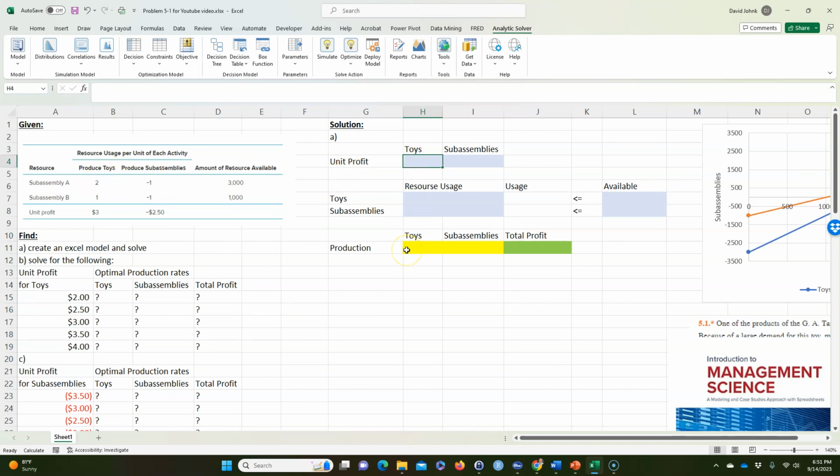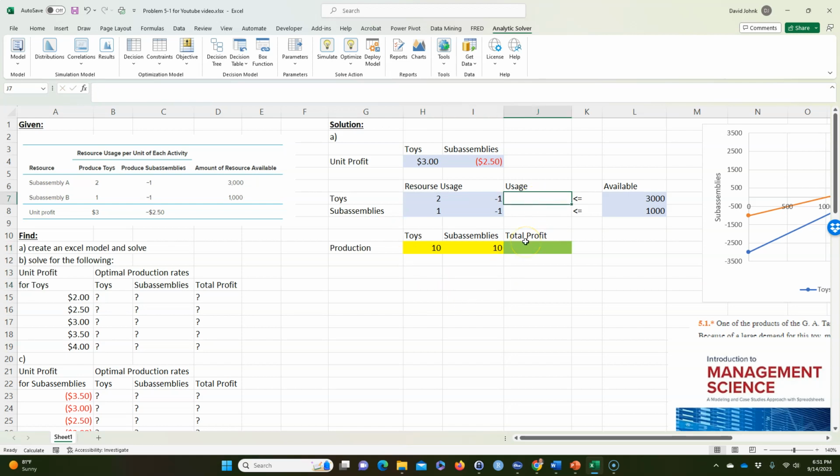So we have toys. The unit profit for toys is $3. Sub-assemblies, they're losing $2.50 if they make them in-house. And then this is 2 and 1, minus 1, minus 1. And available is 3,000 and 1,000. And then the rest of these we can calculate. So we could maybe just guess for now. We're going to have Excel figure this out, but we'll just put 10 in here and 10 in here, just so we have some numbers that make sense.